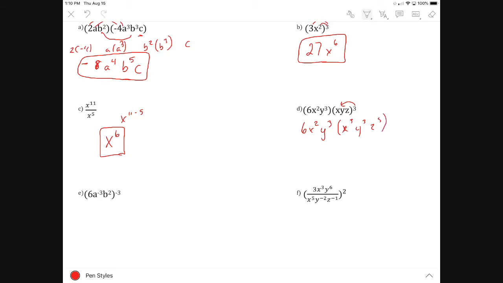Then we're going to be adding these together because we're multiplying. So 6 is by itself. Then we have x to the 2nd, x to the 3rd, so that'll give us x to the 5th. Y is going to be added, so we got y to the 3rd, y to the 3rd, that'll give us y to the 6th. And then our z by itself gives us y to the 3rd.